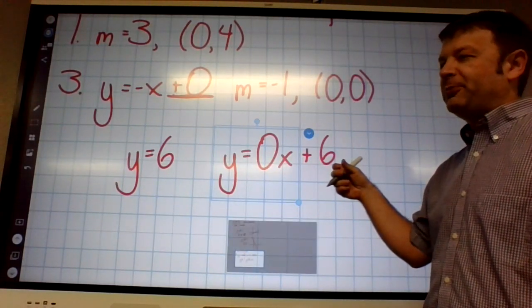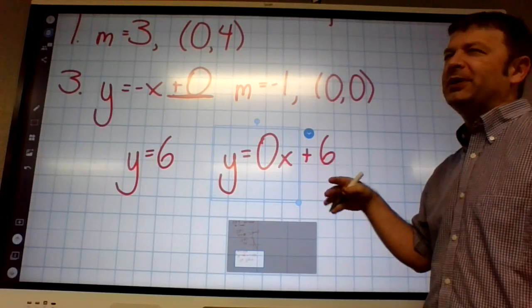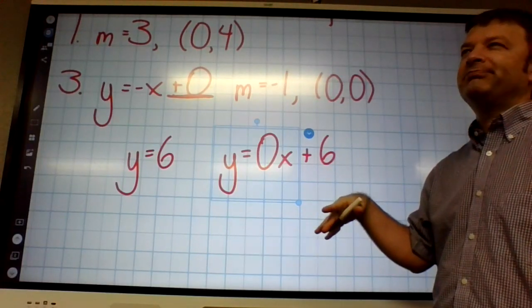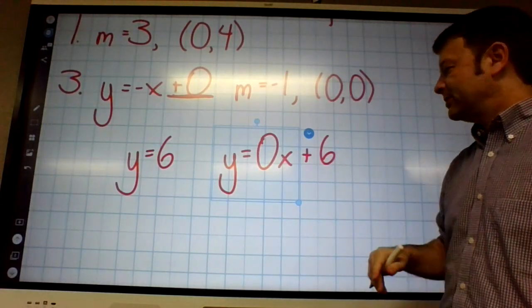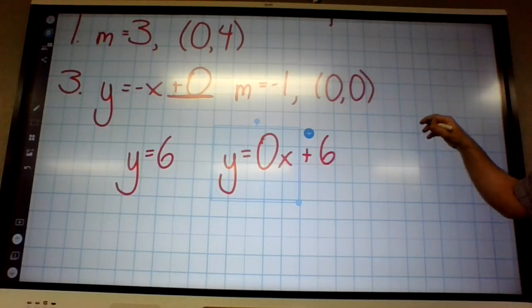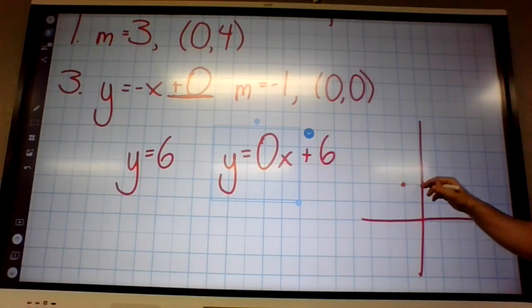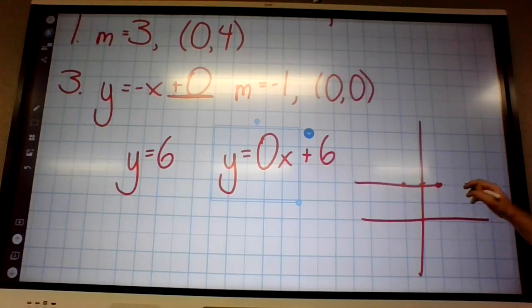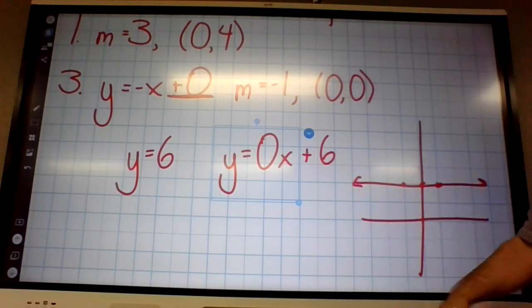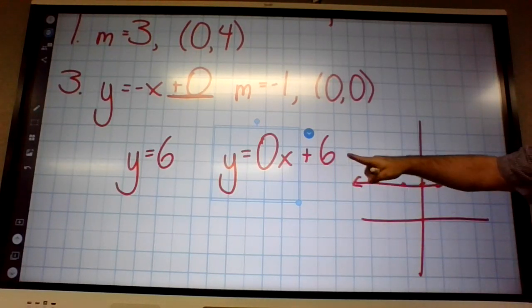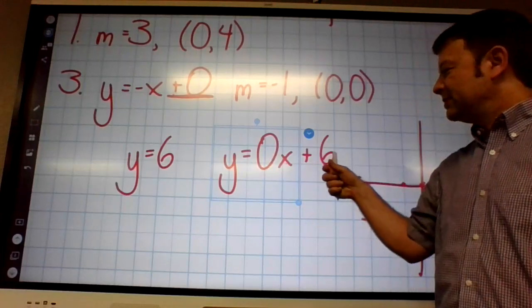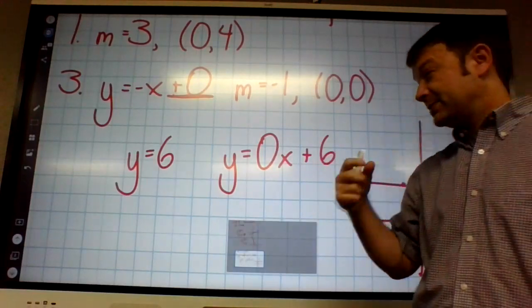I don't suppose you guys remember Friday what the line y equals... I think on Friday we graphed like y equals 2 or something like that. Remember what the graph looked like? Looks like this. All the y values that are 2 are up here. Anyway, slope is 0. It's going to go through the y-axis at 6.